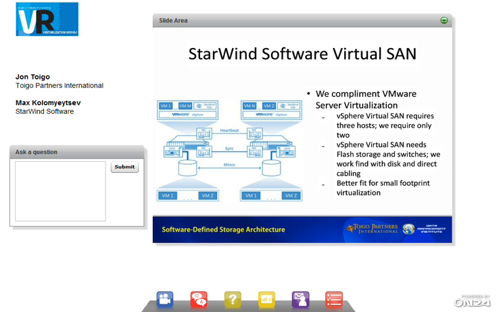And it also doesn't have that strict HCL where people need to choose their servers carefully, and there is really no way to reuse existing hardware, which is obviously not the case with StarWind Virtual SAN.